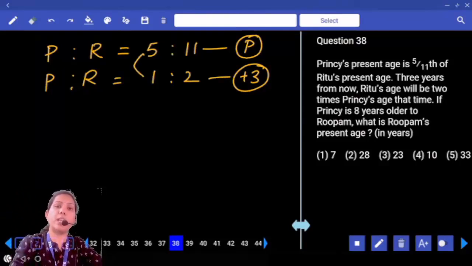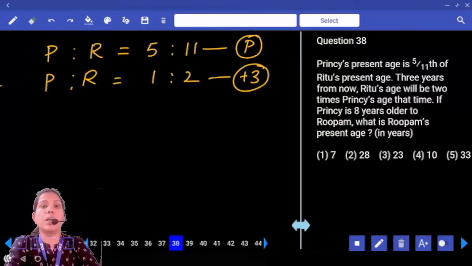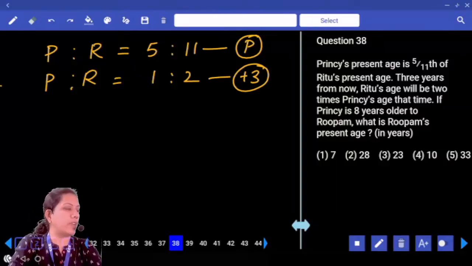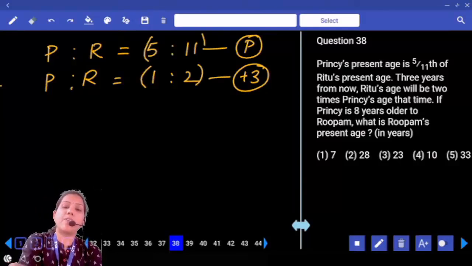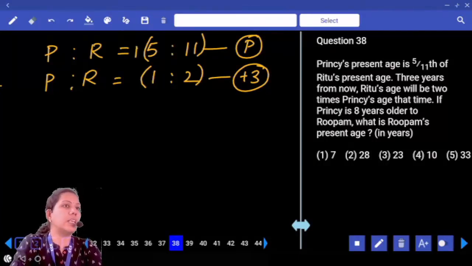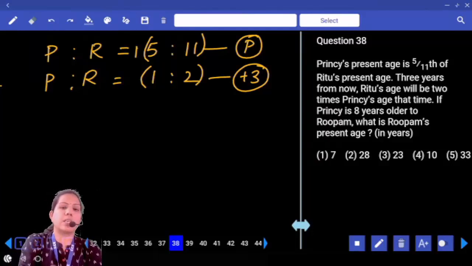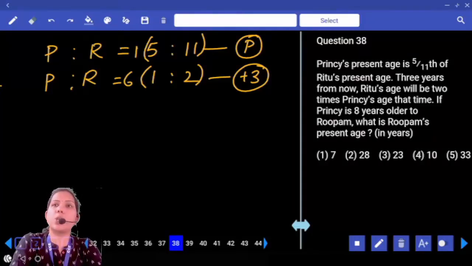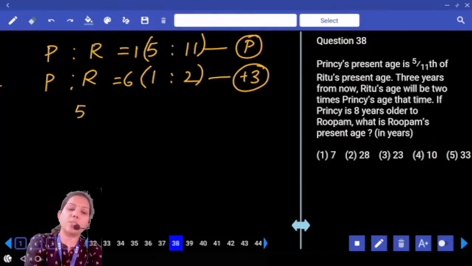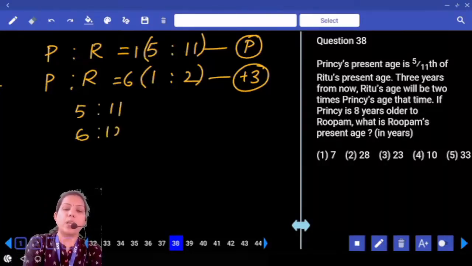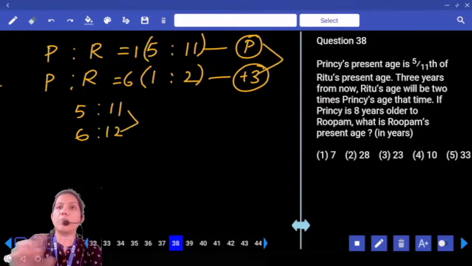What is the difference between 5 and 11, and the difference between 1 and 2? If the differences are not the same, then we equalize them. The first ratio is multiplied with 1, and the second ratio is multiplied with 6, as we said earlier. So finally we have two ratios, 5 and 11, and 6 and 12. How many parts? One part. That one part is equal to 3 years.